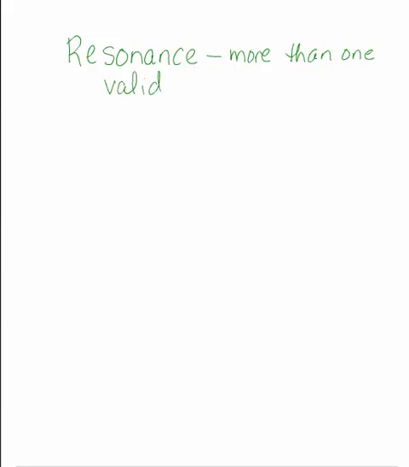Let us discuss the concept of resonance. Now, resonance is when you can draw more than one valid Lewis dot structure for a molecule. Now, this differs slightly from isomers in that resonance structures essentially are the same structure. There just appears to be a slight movement of bonds.